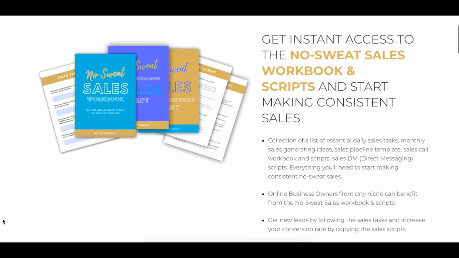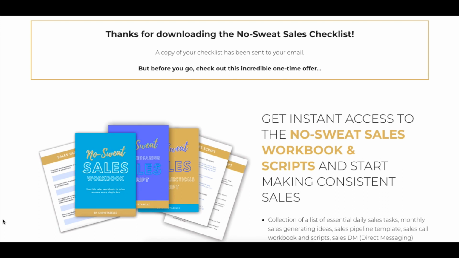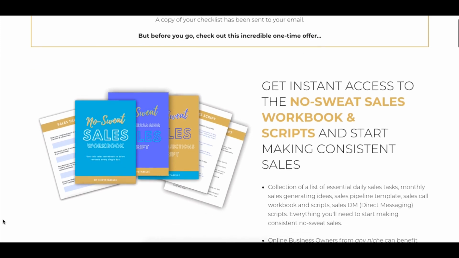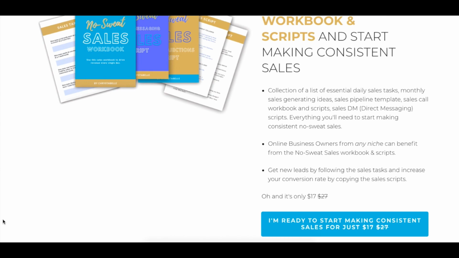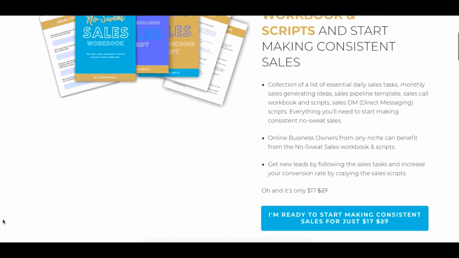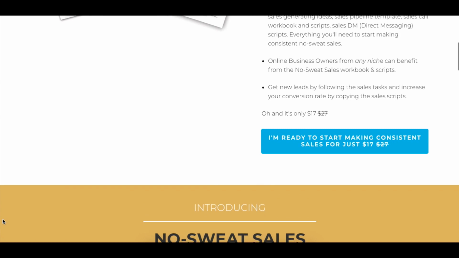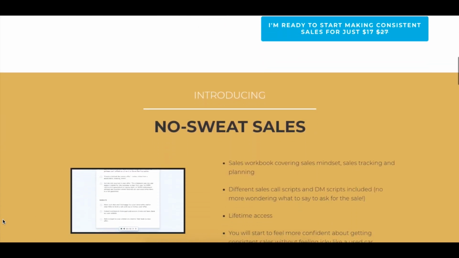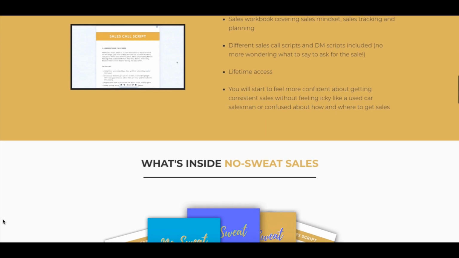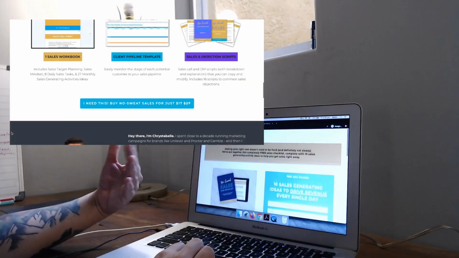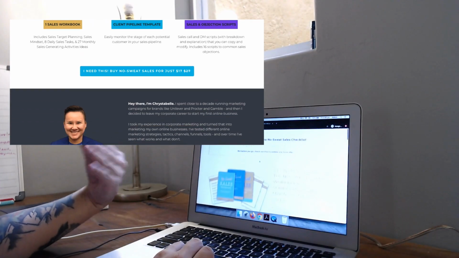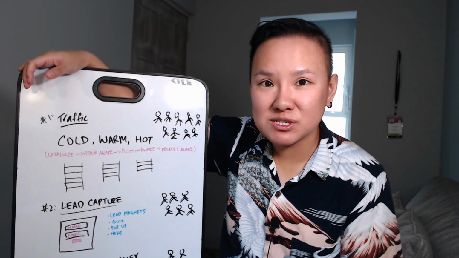I tell them, hey, thanks for downloading the No Sweat Sales checklist. Before you go, check out this incredible one-time offer, which is the No Sweat Sales workbook and scripts. I explain what's included in this workbook and scripts and how it's only $17, so they can start making consistent sales for just $17. So this is a walkthrough of how the No Sweat Sales funnel works when it comes to getting them traffic, then getting their leads, and then getting them to buy a simple tripwire for just $17.